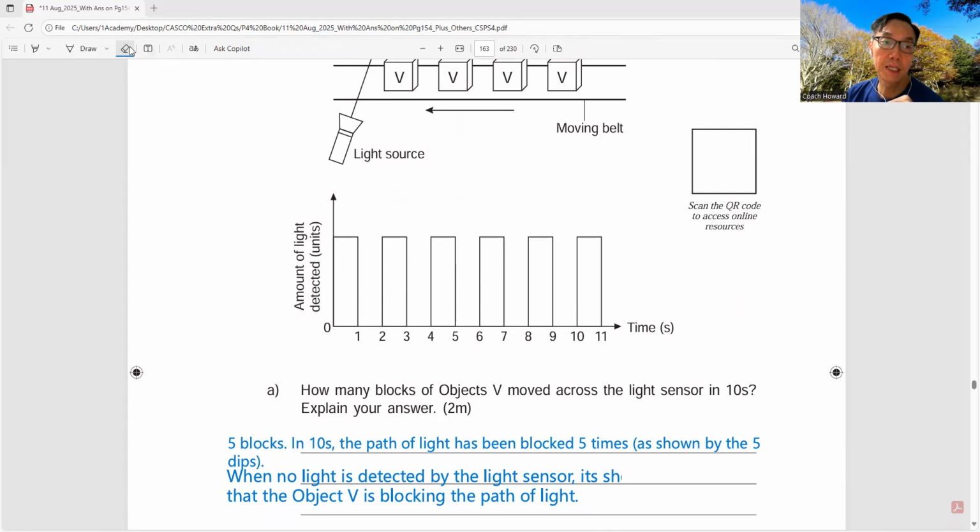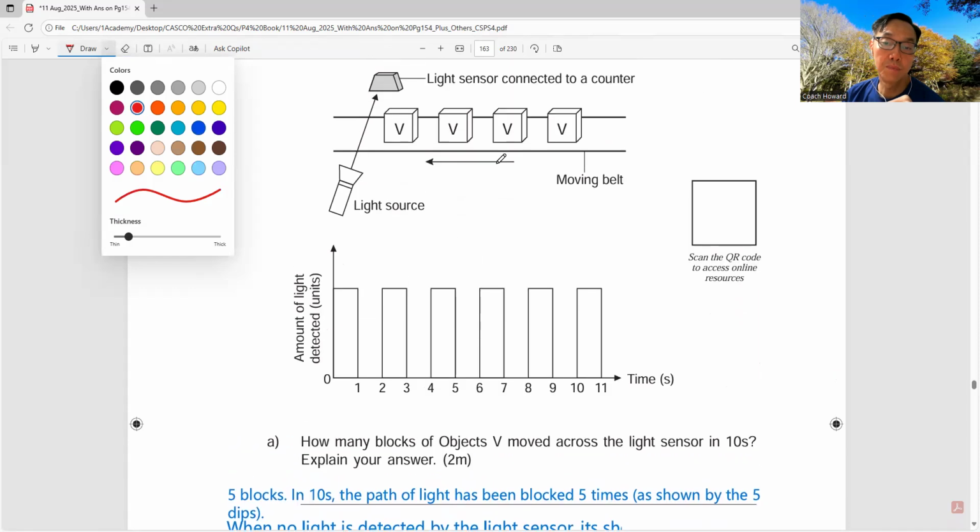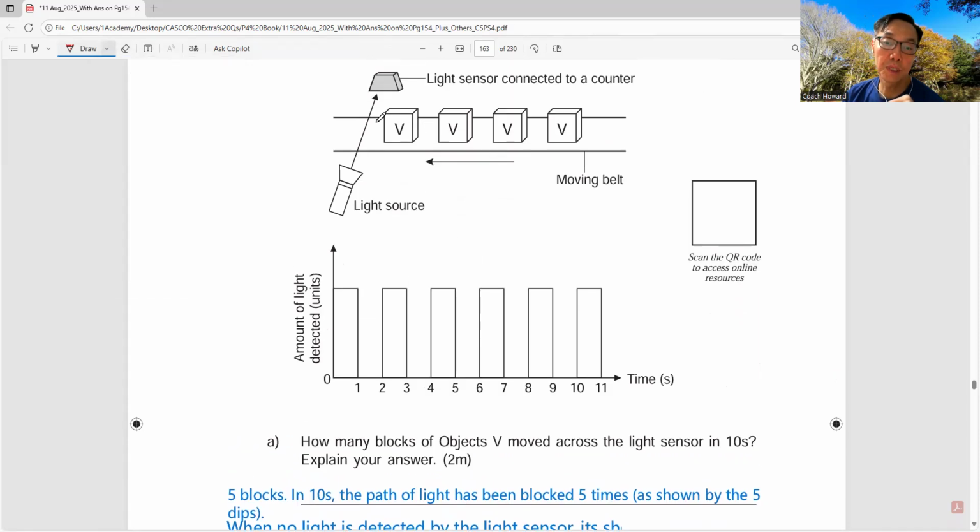So you've got to understand how this works. The object is opaque. So when it moves across this light source, it will cause the light sensor to detect zero. So you should count the depressions of the dip. So there's 1, 2, 3, 4, and 5. So that's why it's 5 blocks.